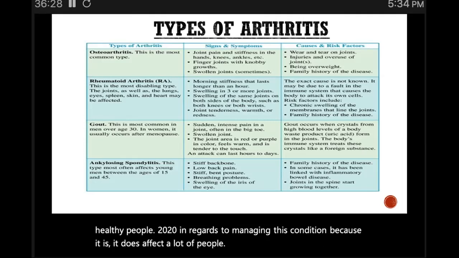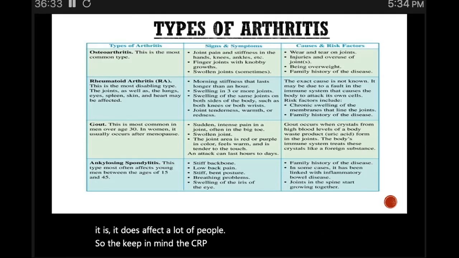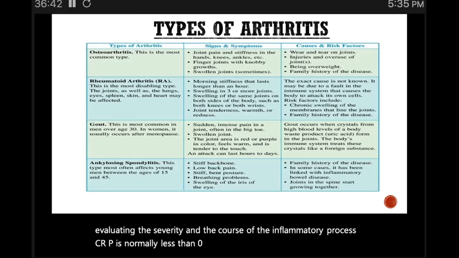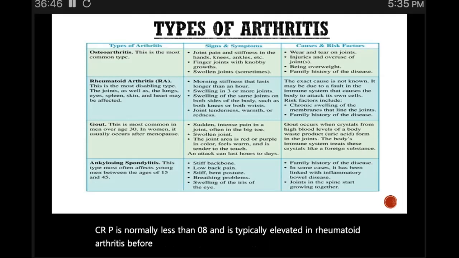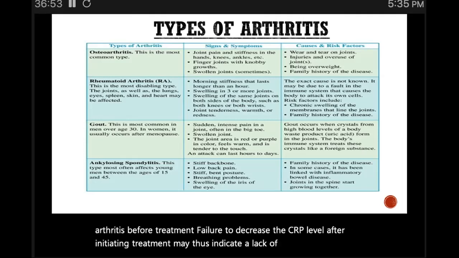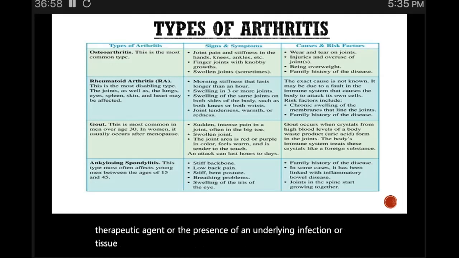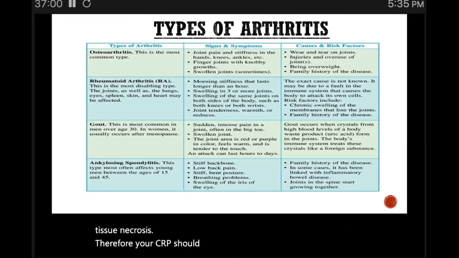So keep in mind the CRP blood test is a non-specific method for evaluating the severity and the course of the inflammatory process. CRP is normally less than 0.8 and is typically elevated in rheumatoid arthritis before treatment. Failure to decrease the CRP level after initiating treatment may thus indicate a lack of efficacy of the therapeutic agent or the presence of an underlying infection or tissue necrosis. Therefore, your CRP should be monitored to determine the effectiveness of therapy.